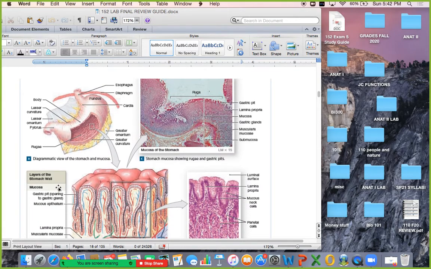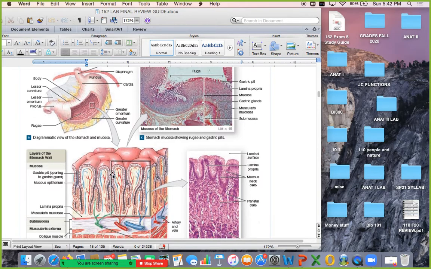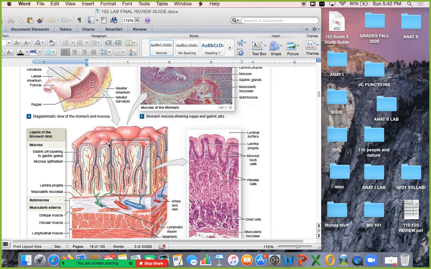All right, so here is an up-close view of the stomach and the mucosal layers, right? So this is going to be a diagram, and then this is actually like an image, right? A light microscopic image. And what we're seeing in both is that we have these rugae, and inside the rugae we have these gastric pits.